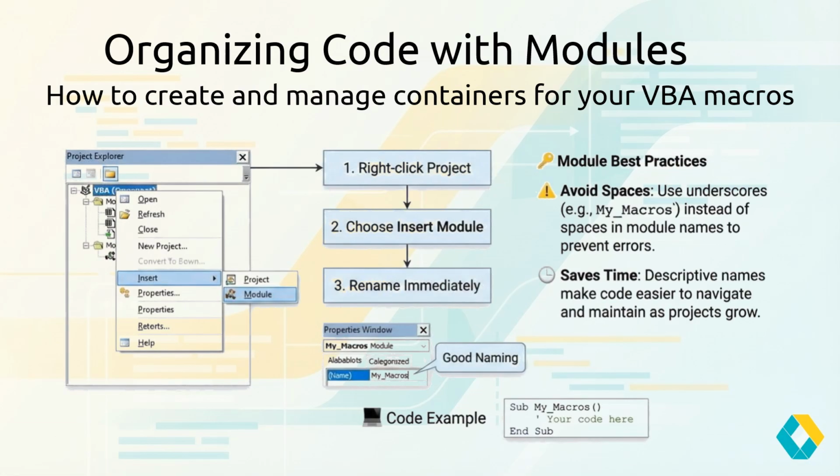Organizing code with modules. Modules are used to store and organize VBA macros and functions. Key steps: right-click the project, insert a module, rename it immediately. Best practice: use clear names with underscores, no spaces. Why important? Improves code clarity, faster navigation, and easier maintenance.